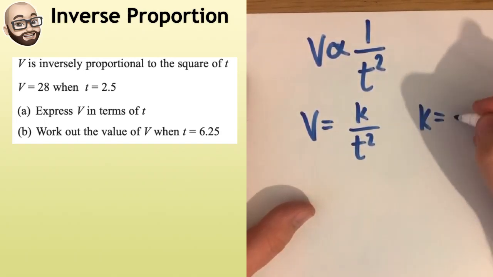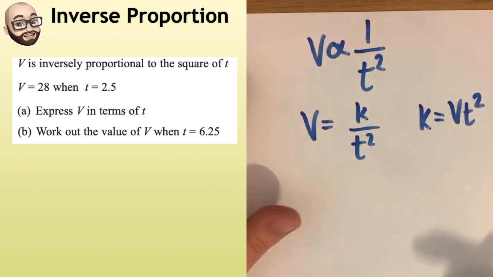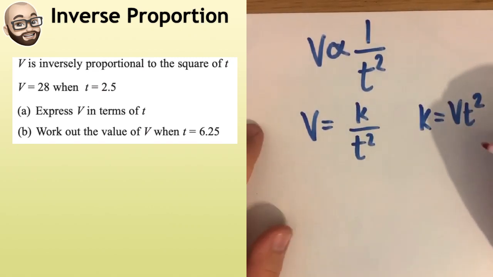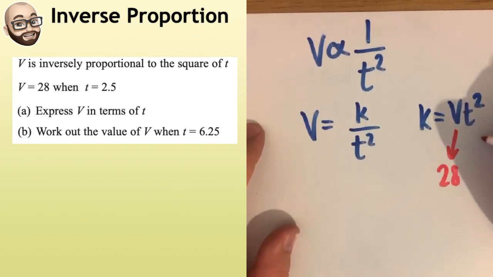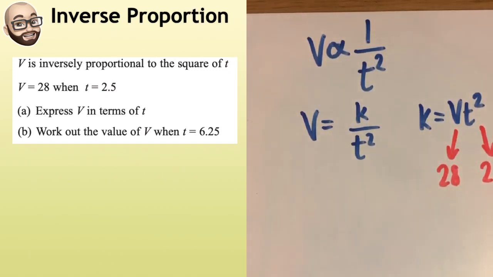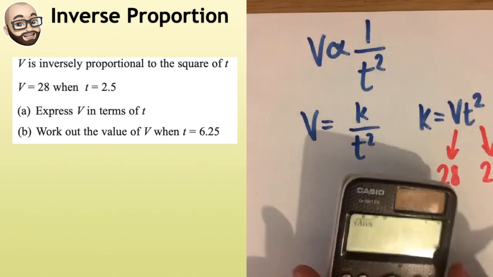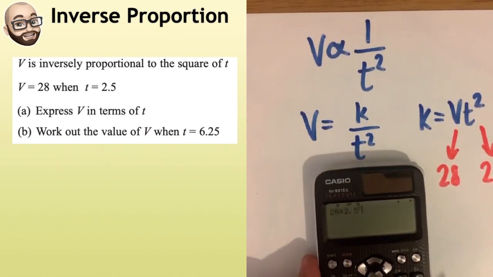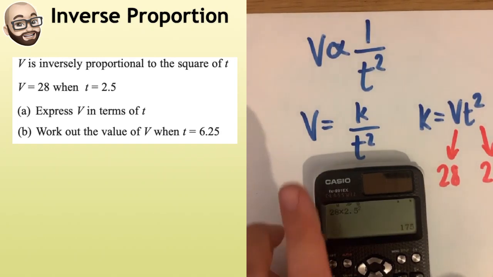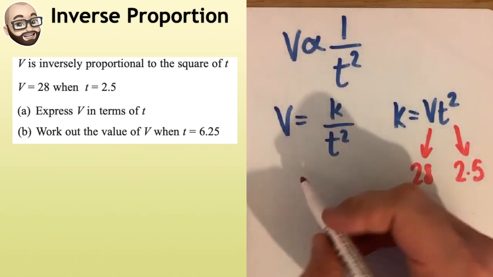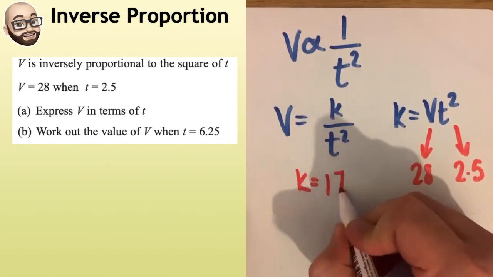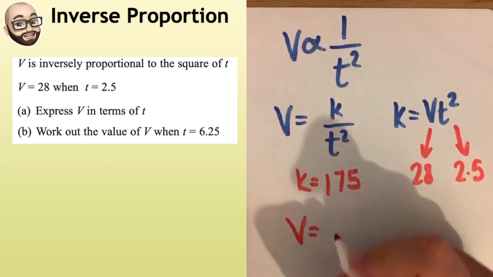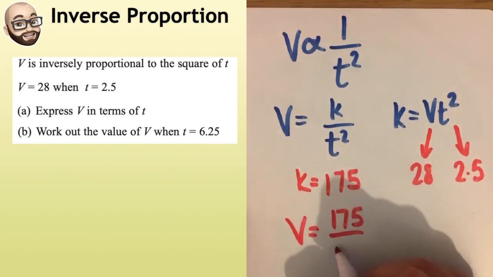So I can work out k by taking it across as it times. We know when V is 28, t is 2.5. So we can work out what k is by doing 28 times 2.5 squared. We get 175. K equals 175. So V is really 175 over t squared.